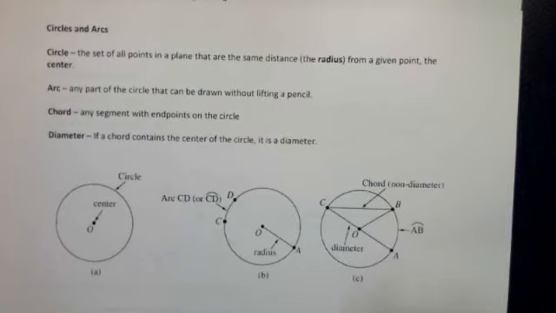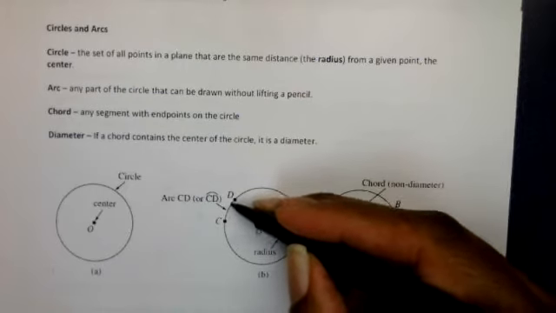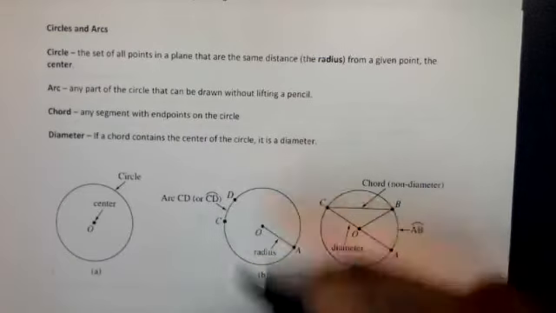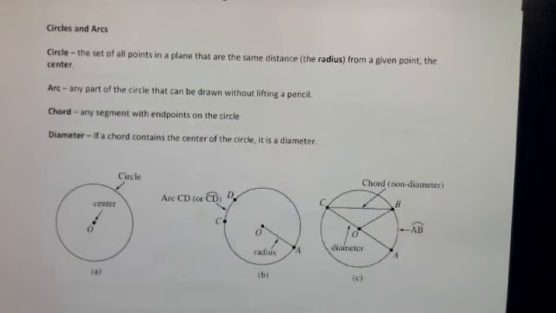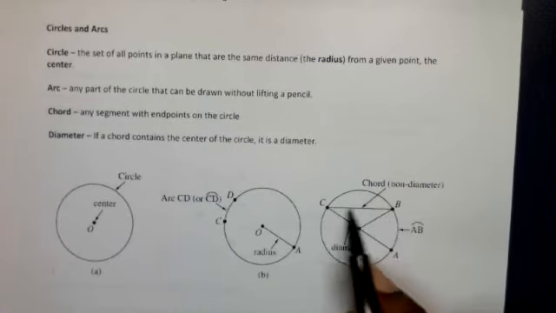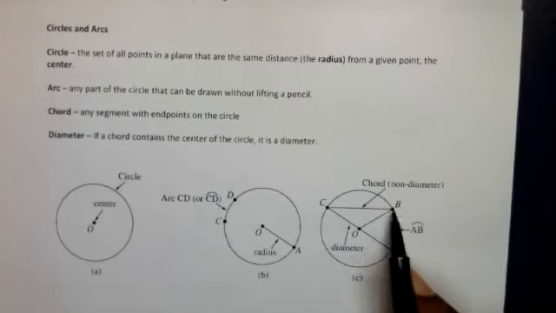An arc is any part of the circle that can be drawn without lifting the pencil. So if I have 2 points C and D, the distance between those 2 points, that's called the arc. We can call that arc CD or use this symbol to represent arc CD. And a chord is going to be any segment with endpoints on the circle. So with this illustration here, line segment BC, you can see here, that is considered to be a chord, because it's a segment with endpoints on the circle.